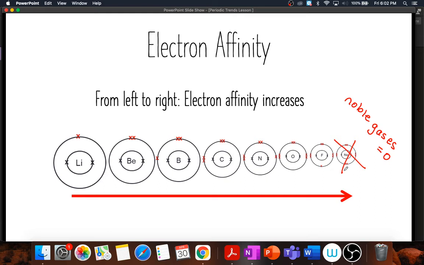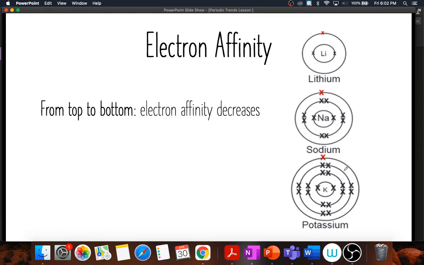Now moving on to the trends that we see from top to bottom for electron affinity. As you're going from the top to bottom, electron affinity decreases, right? And this kind of makes sense because when this one extra electron is added, if you're moving down the periodic table, it's added to a shell that is further away from the nucleus, right? So when it's further away from the nucleus, there's less of an attraction between the nucleus and that electron, which means that there's less energy that's released, right?